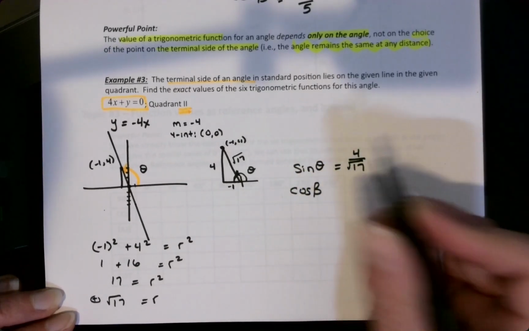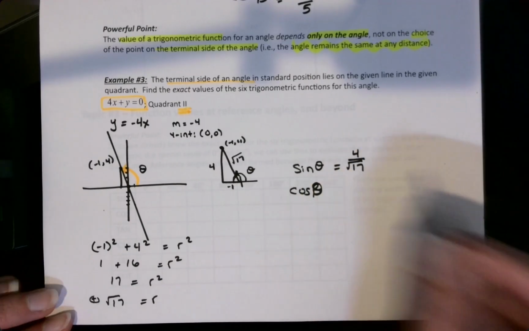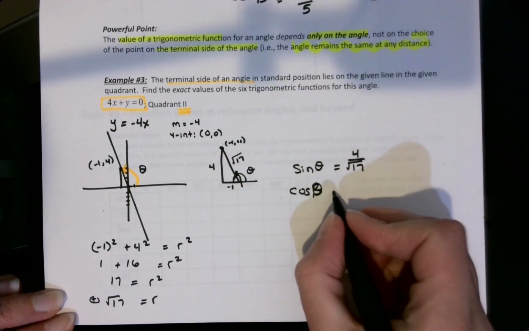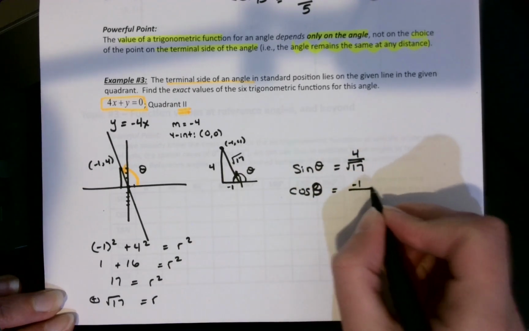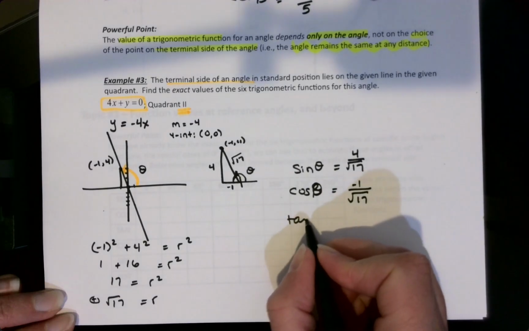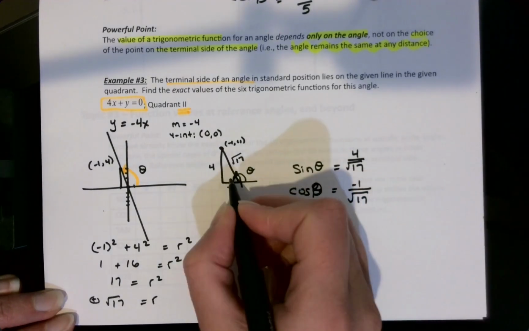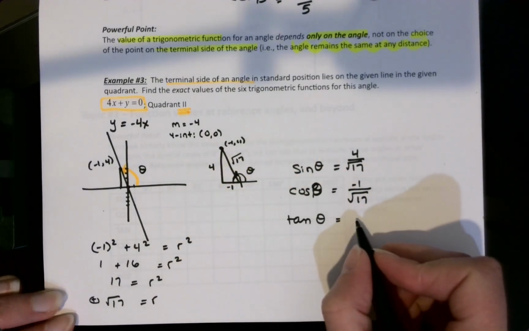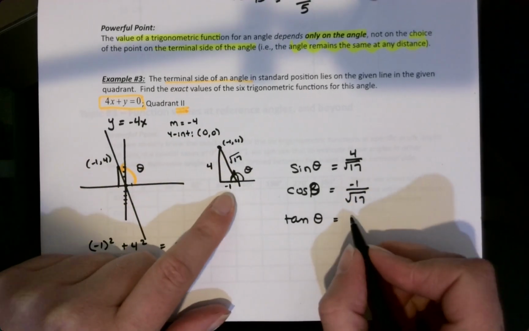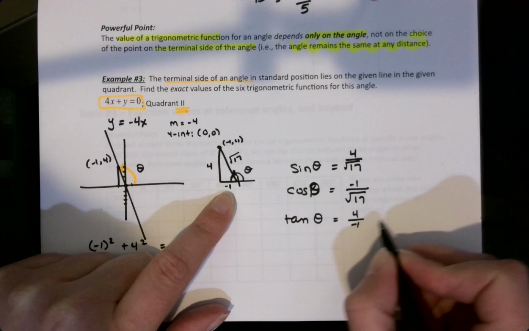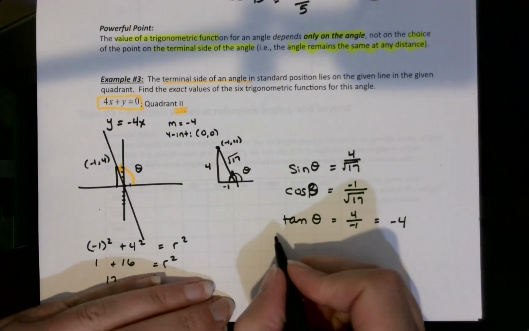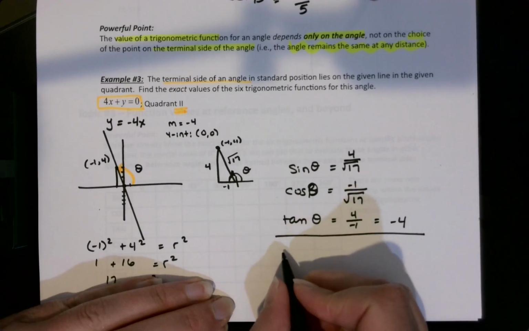So cosine of theta, I don't know why I wrote a beta, I was thinking up there. Cosine of theta, same angle. X value, -1 over the square root of 17. And tangent of theta is the opposite over the adjacent. So that's going to be y over x. That's 4 over -1 or -4. Those are the primary three. So now let's get the reciprocals.